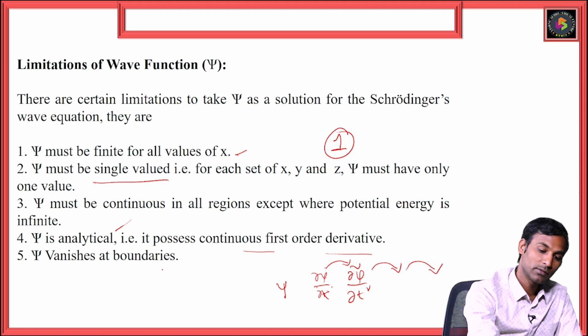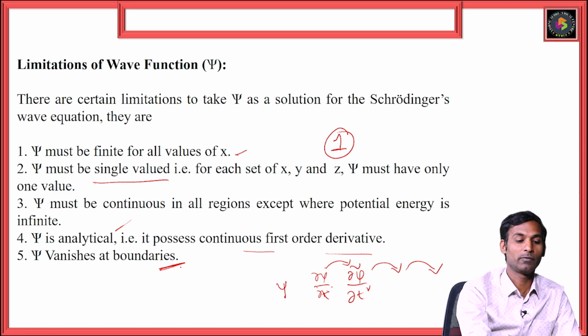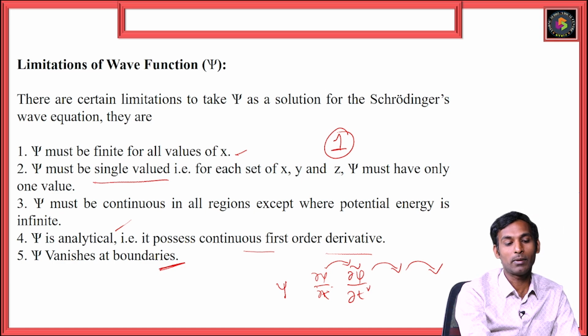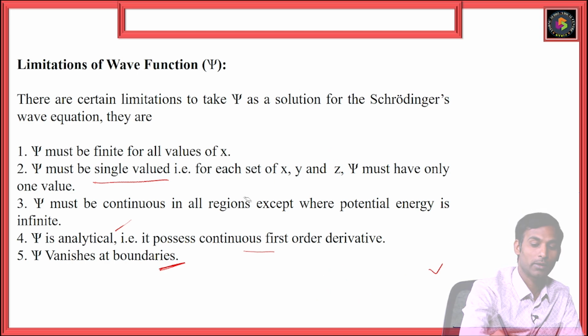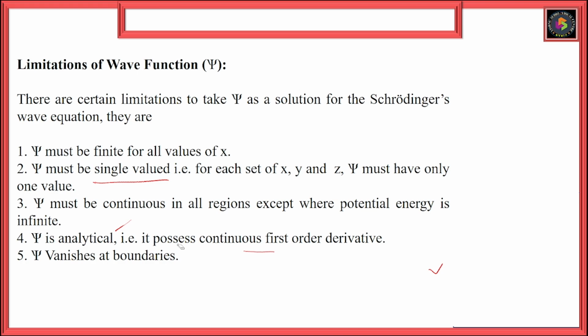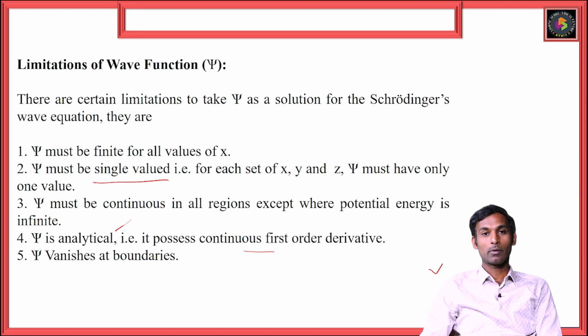At the boundaries, the wave function must vanish. Very, very important point. If you take a particle in a 1D box, the potential energy value should be equal to 0, and at the boundaries the wave function must be 0. This is about the limitations of the wave function. We have to see the different points: psi must be continuous, psi must be single valued, psi must vanish at the boundaries.